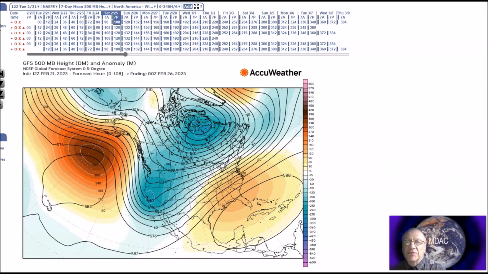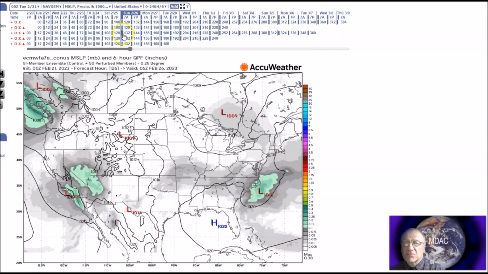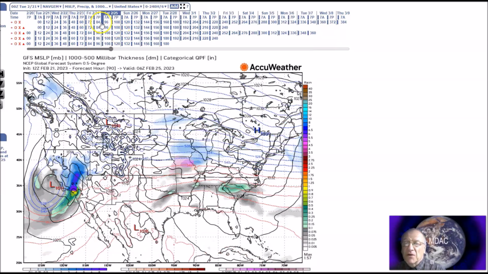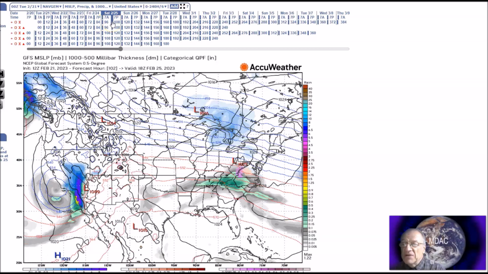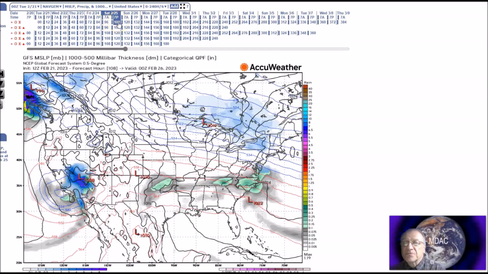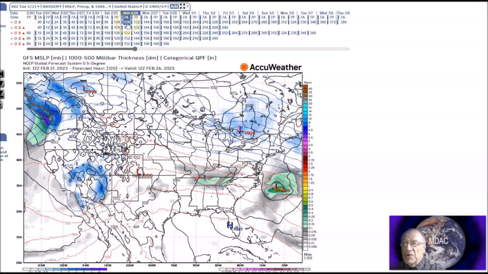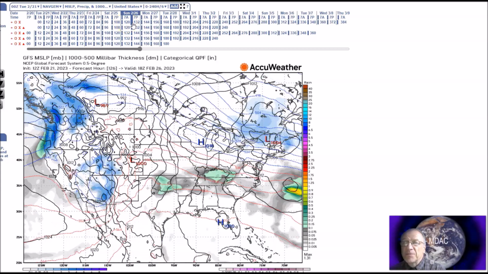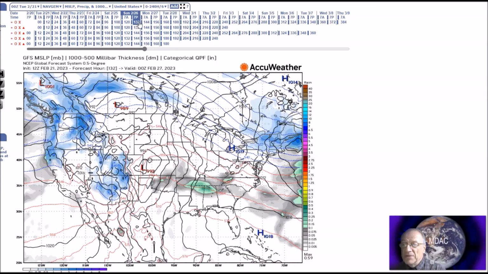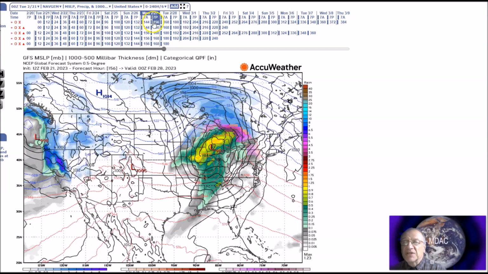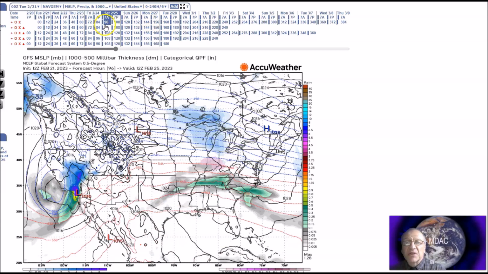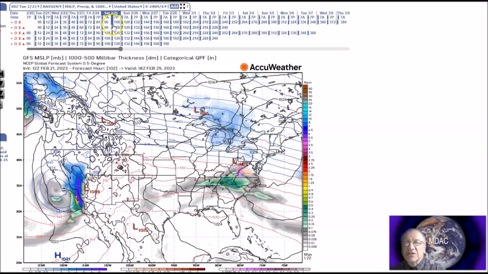Let me get to the surface map. Okay, we're Friday and Saturday. Then we get to late Saturday. Here's the next system. Late Saturday, we go into Sunday. And it looks like the GFS, that was always on the ball, bringing it up the coast, brings it out to sea.